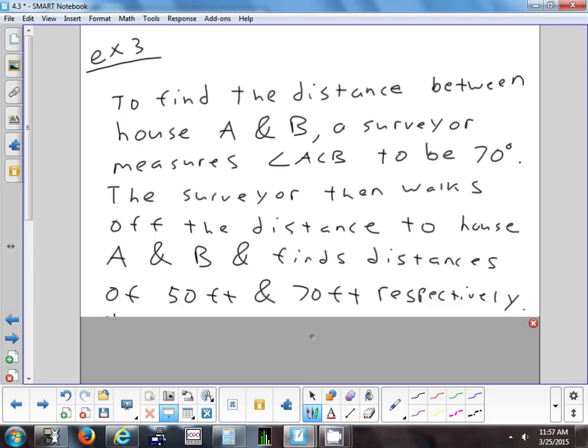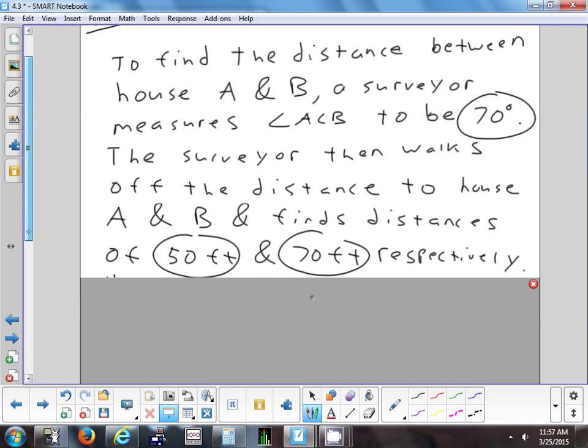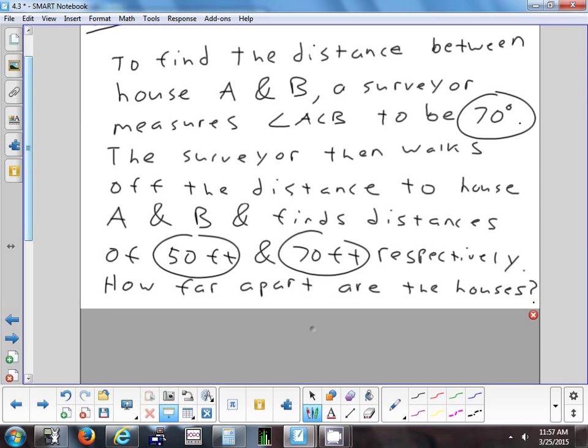Okay, the surveyor is then able to walk off the distance to each house. Measures the distance to one house, it's 50 feet. Measures the distance to the other house, it's 70 feet. So maybe you could think there's like a canyon or something between the houses, right? Maybe it's like 200 feet across. So you can't just do a tape measure straight across it, but he can walk to the house on one side, can walk to the other side, and then he'll get the distance across. So these are the 3 things that are important. We've got an angle to the houses, and then the distance to each one. Okay, so how far apart are the houses?